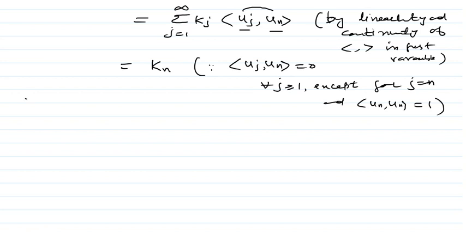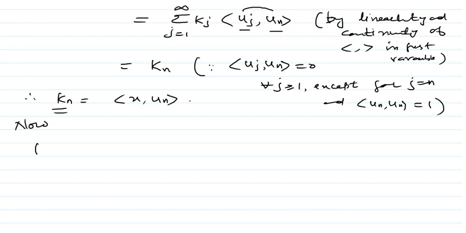So therefore our kn is equal to the inner product of x and un. You have checked this. Now you want to calculate this series of kn as a square with square power. Now let's find that. So that actually follows by Bessel's inequality.